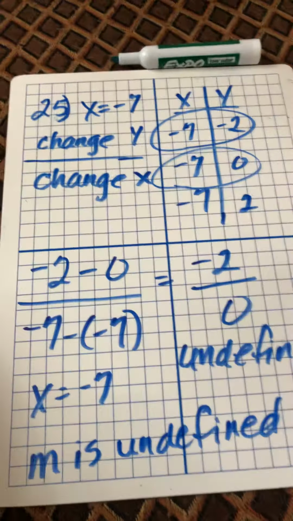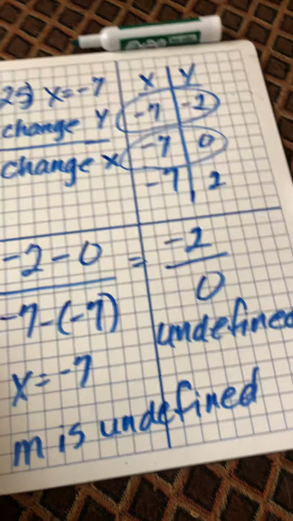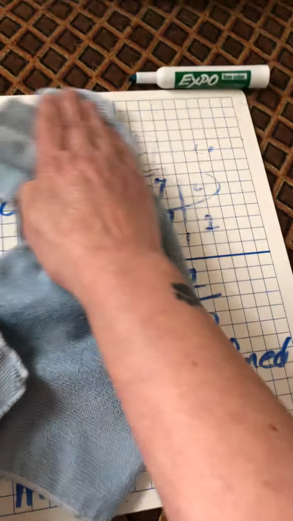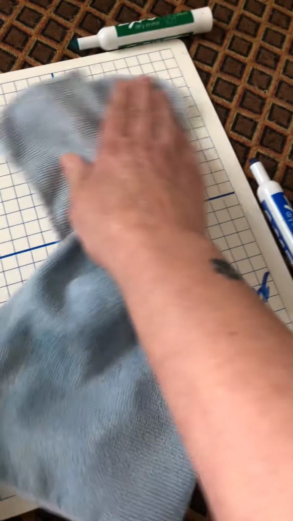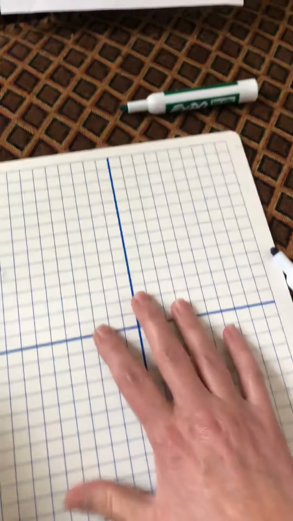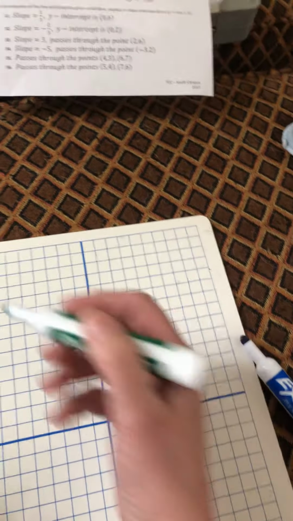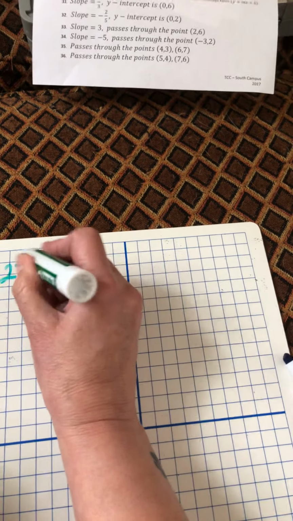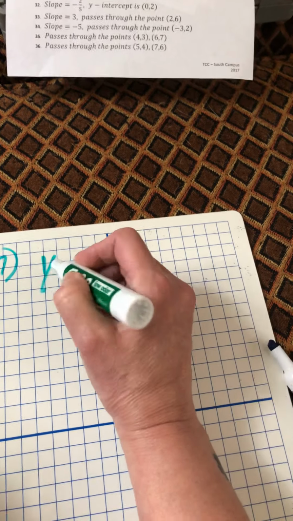Alrighty, where am I? 27. A lot of material in Unit 3. Kind of all over the place. 27. So on 27, we are given two equations.